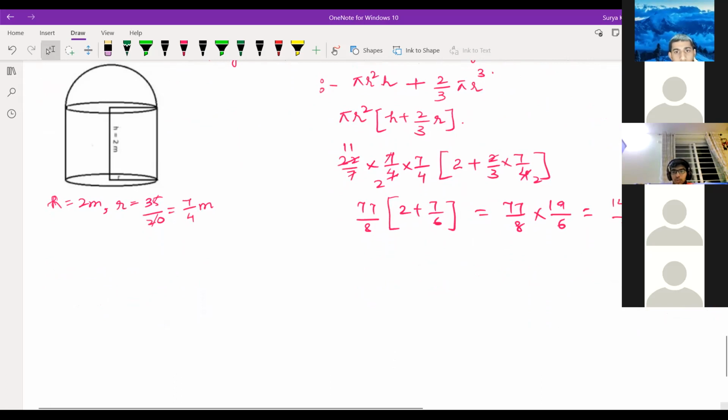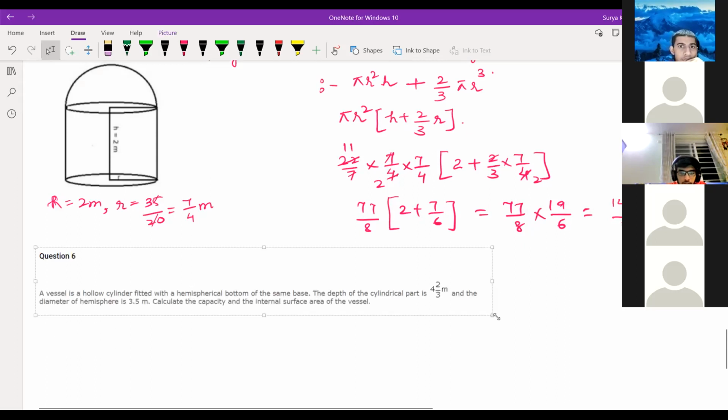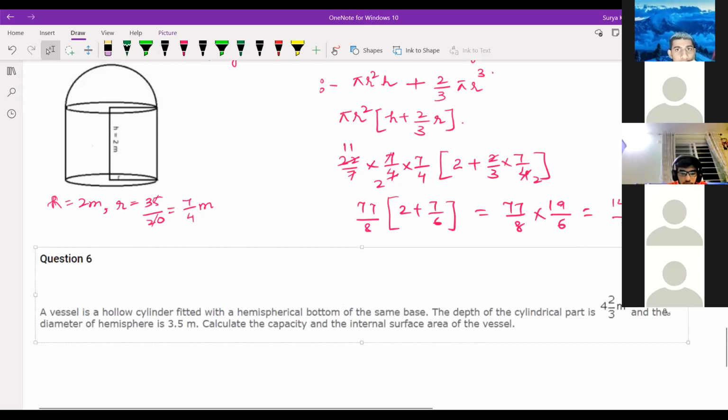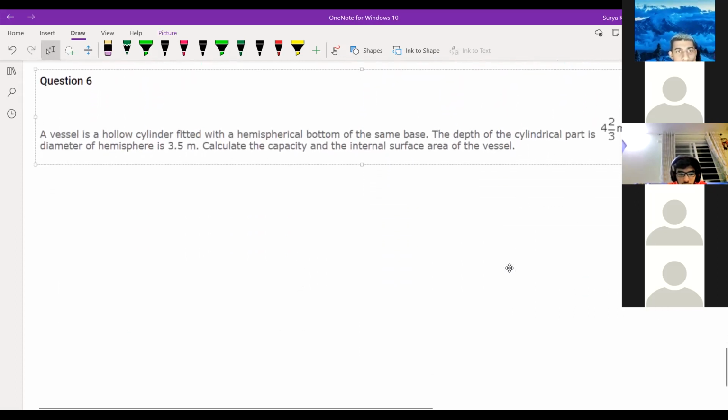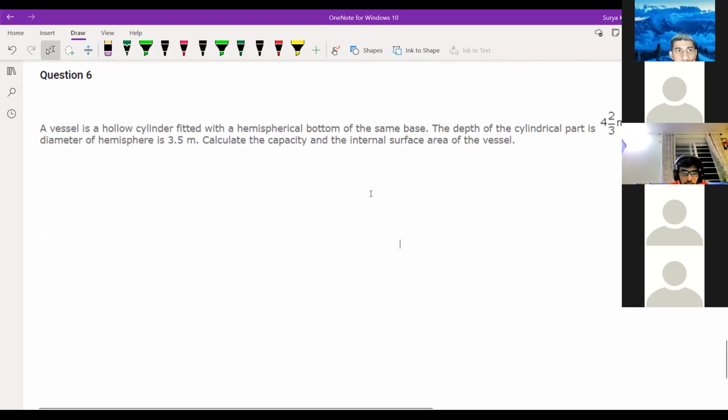Shall I move to the next question, Rasul? Yes, sir. Okay. So question number 6-1 now. A vessel is a hollow cylinder fitted with a hemispherical bottom, same base.